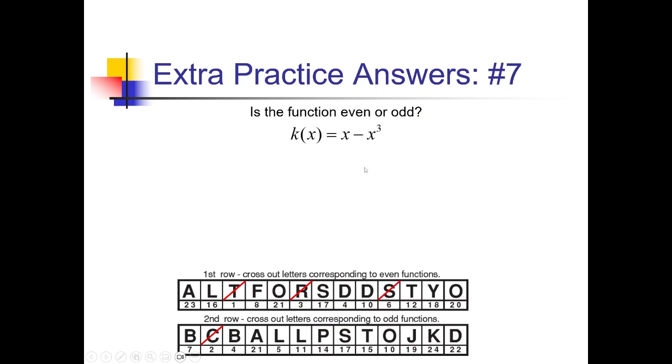For number 7, we're back to a polynomial. This is x to the 1st and x cubed. Those are both odd powers. Since all the powers are odd, this is an odd function. So that's bottom row, above 7, we have this b getting crossed off.